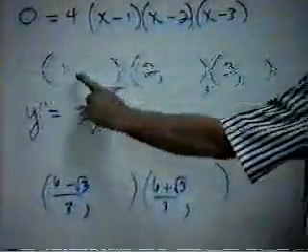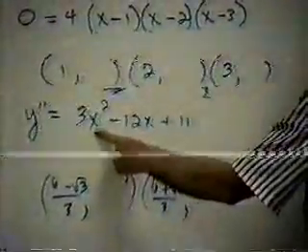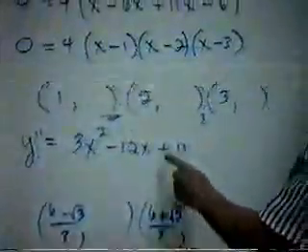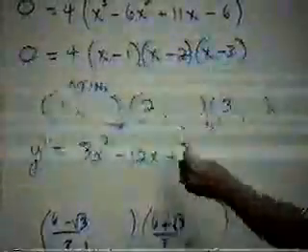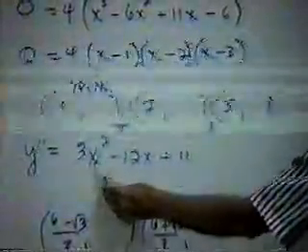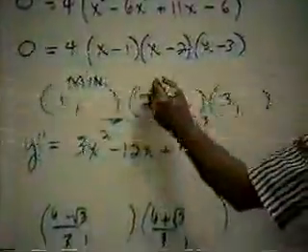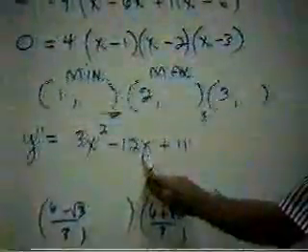All right, here we go. If I put a 1 in the second derivative, it would be a positive 3 minus 12, which would be a minus 9, plus 11, that's positive. Therefore, this is a minimum. If I put a 2 in there, this would be 12 minus 24, which is a minus 12, plus 11 is negative. Therefore, this is a maximum. And if I put a 3 in there, that would be 27 minus 36, which is a minus 9, plus 11 is a plus. Therefore, this is a minimum.